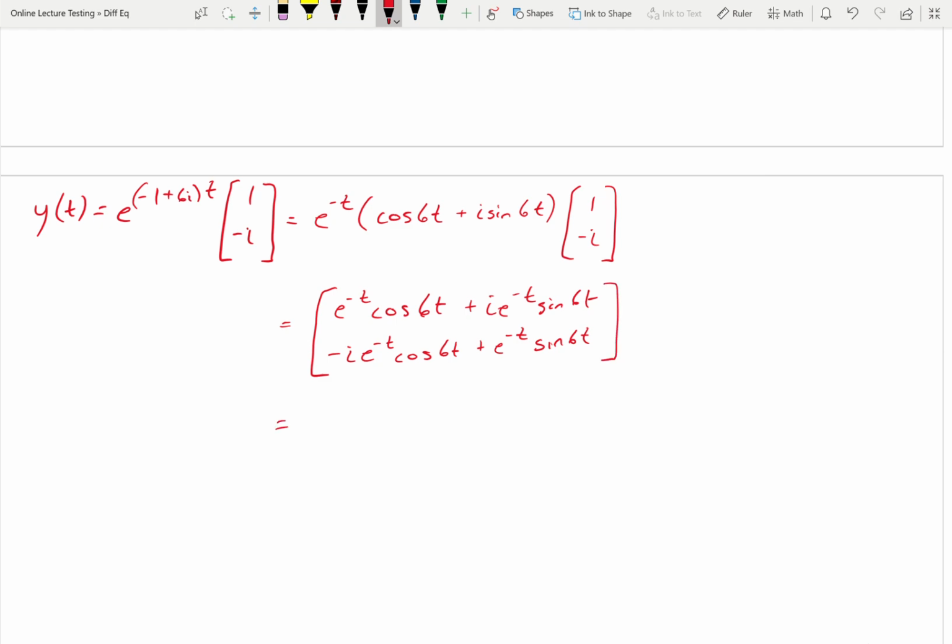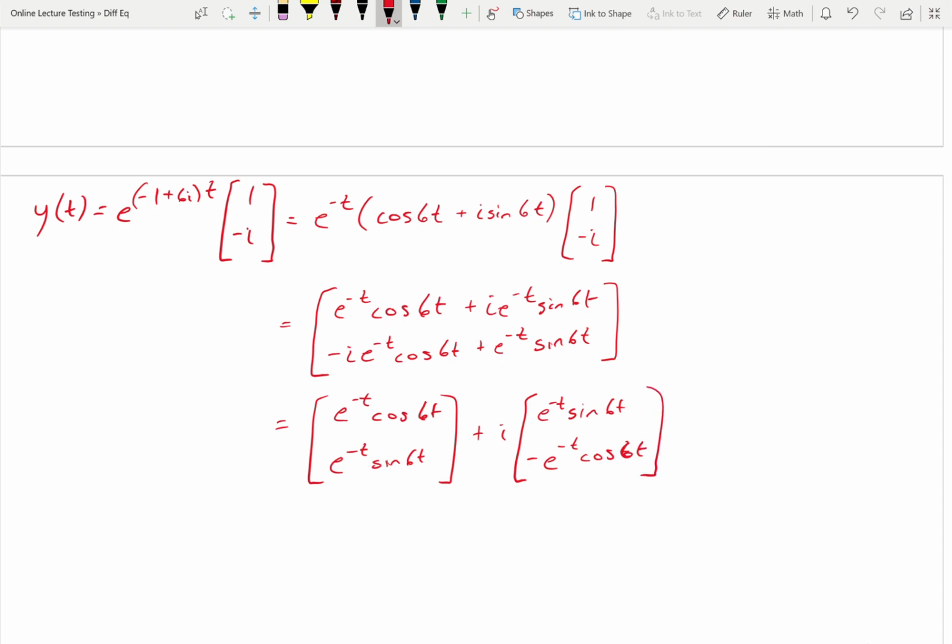Splitting it up into its real and imaginary parts, we're going to find u and v, which will then be our solutions. So our real parts are e to the negative t cosine of 6t, e to the negative t sine of 6t. Again, looking at the top, getting its real part, and looking at the bottom equation, its real part, plus i. And then these imaginary parts, e to the negative t sine of 6t and negative e to the negative t cosine of 6t. Now we're going to solve this.